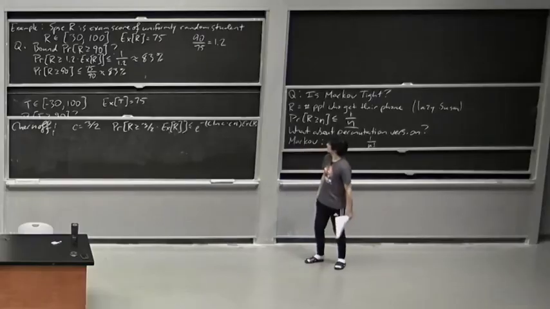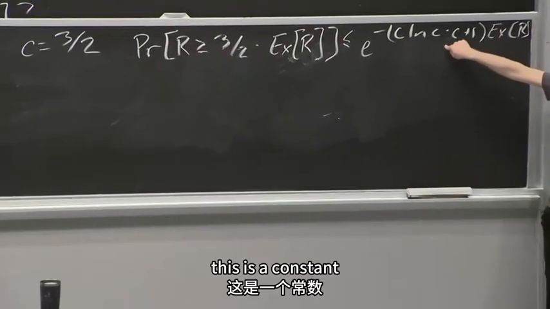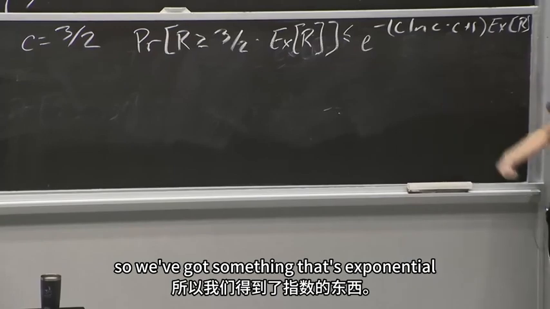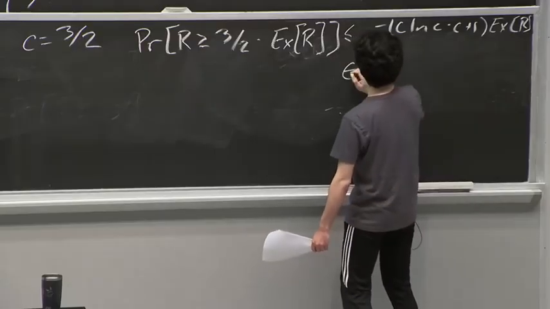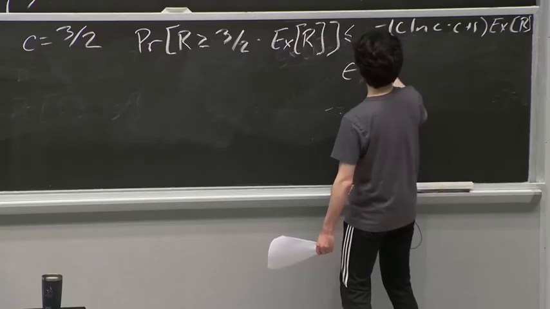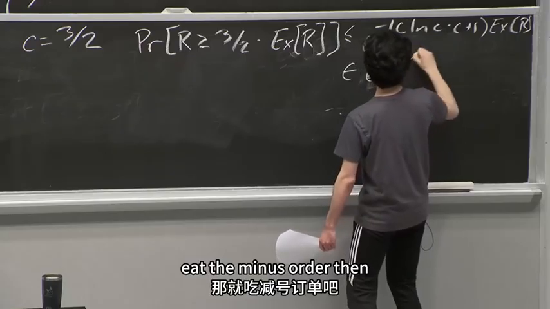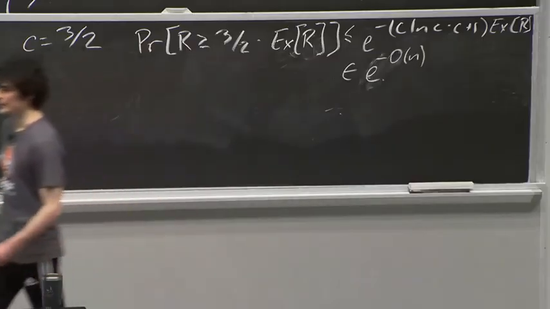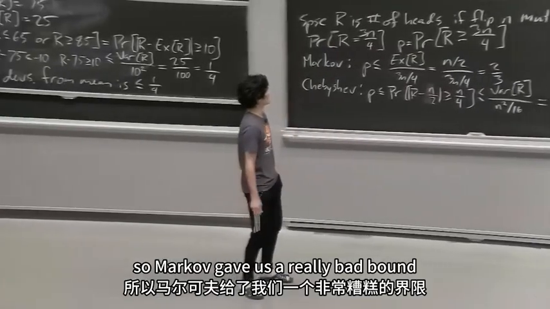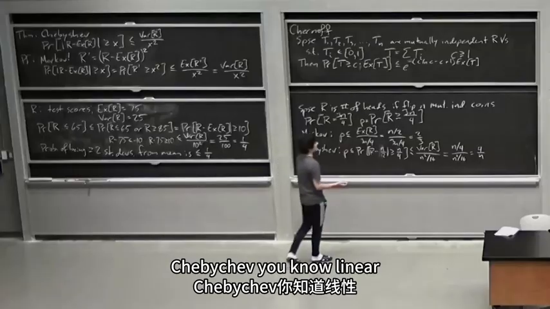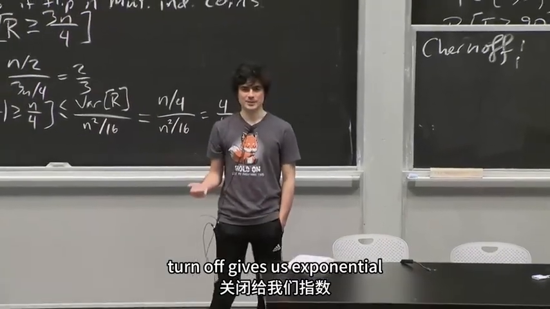So the expectation of R is n over 2, and this is a constant. So we've got something that's inverse exponential in n: e to the minus order n. So Markov gave us a really bad bound. Chebyshev, linear, pretty reasonable. Chernoff gives us exponential.